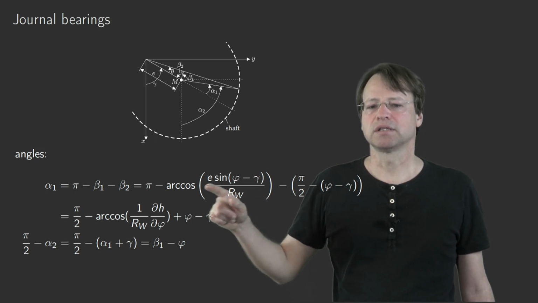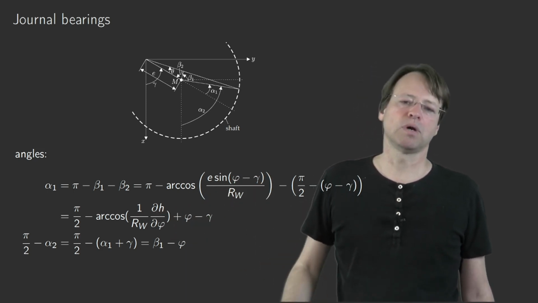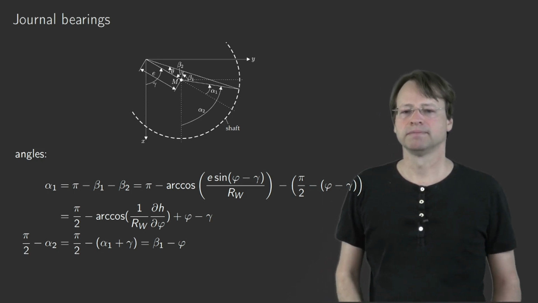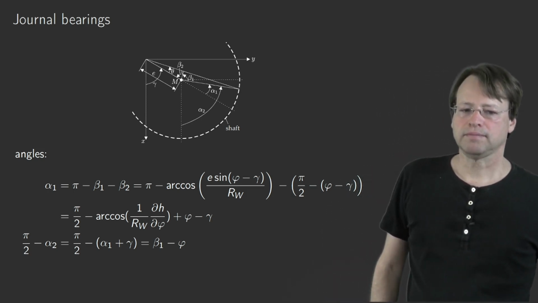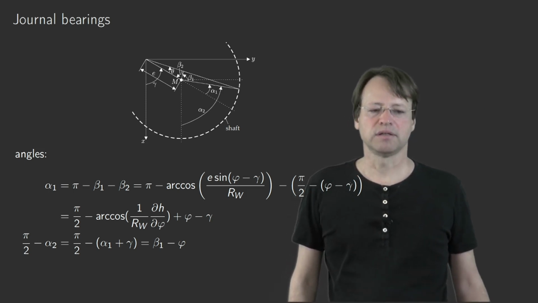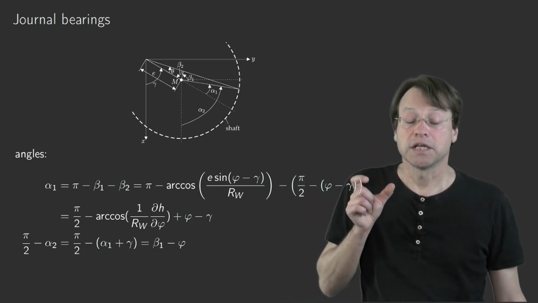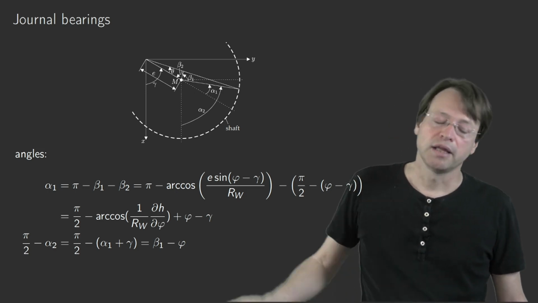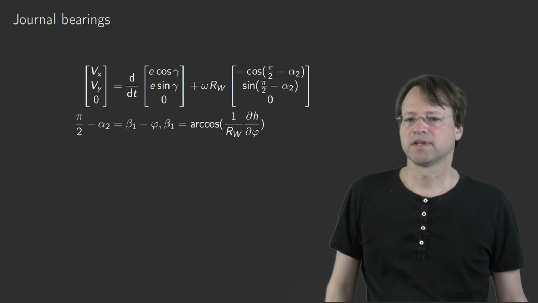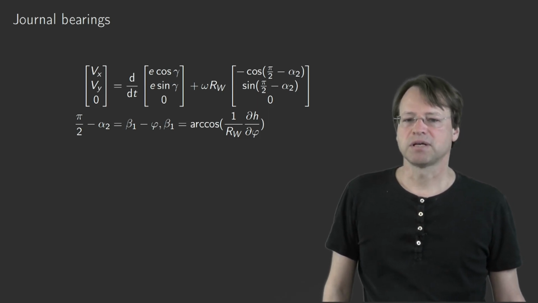And beta 1 is that R cosine of 1 divided by R sub W dH by d phi. Okay. Well, now we insert all these results and we formulate then the velocity vector in Cartesian coordinates, and then we have to transform it, of course, to polar coordinates. Okay, so let me summarize the result.